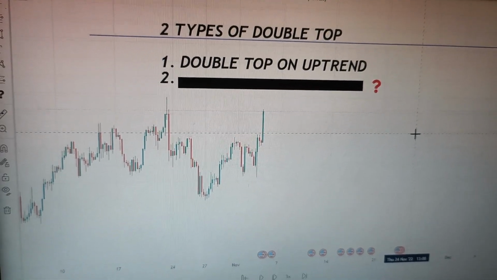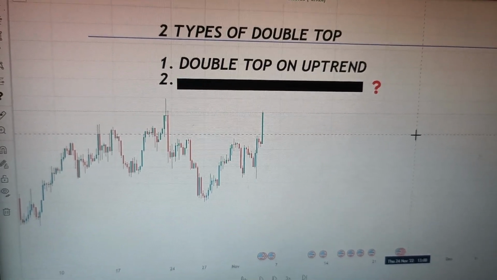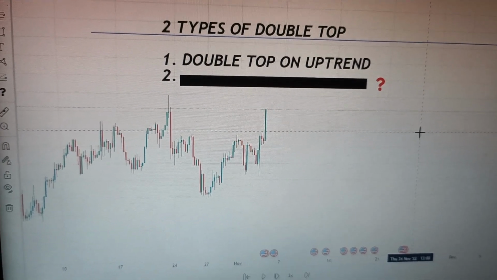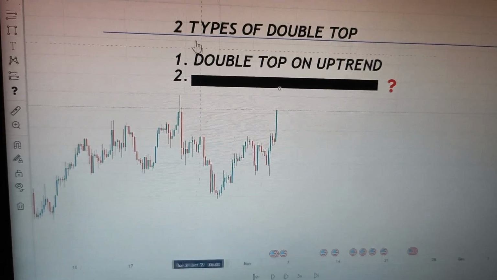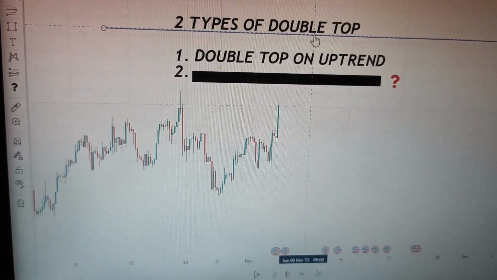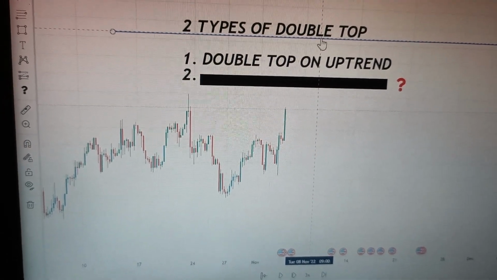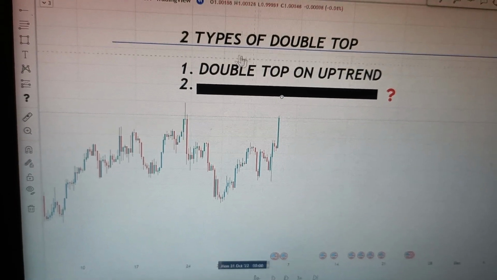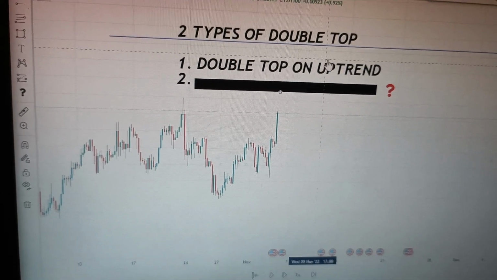In today's video, I'll be very quick, but I will give you something that you have never heard before. There are two types of double top, and every time you get involved in a double top, you need to ask yourself, what am I getting involved into? Which type of double top do I have?